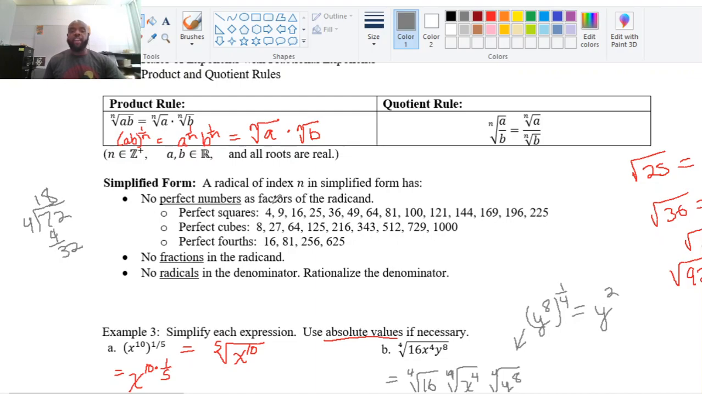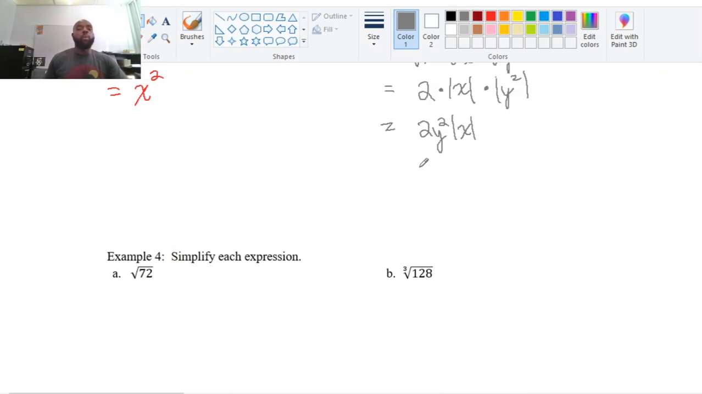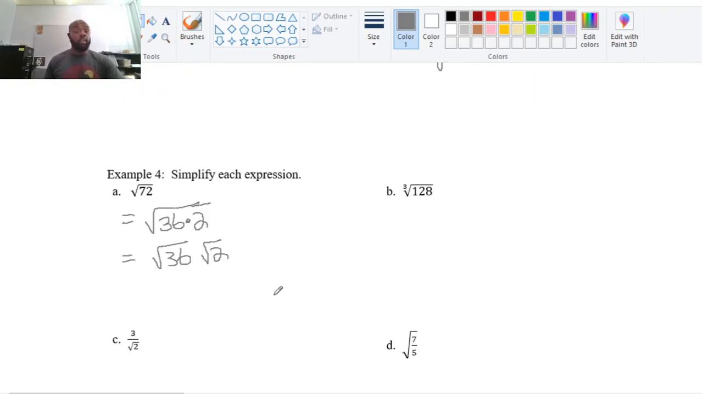So if a number has a factor of 4 and 9, 4 times 9 is 36, right? So 36 goes evenly into that as well, right? We can write the square root of 72 as the square root of 36 times 2. Now, that product rule says I can do these square roots separately, right? And the square root of 36 is 6 times the square root of 2. And so this is in completely simplified form.